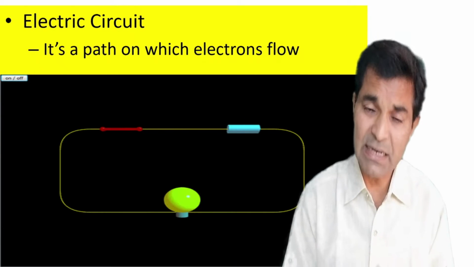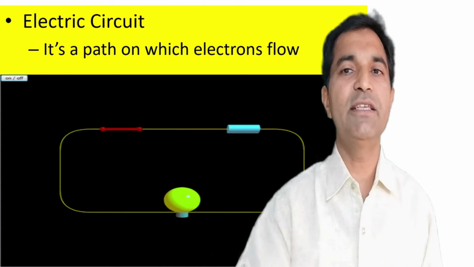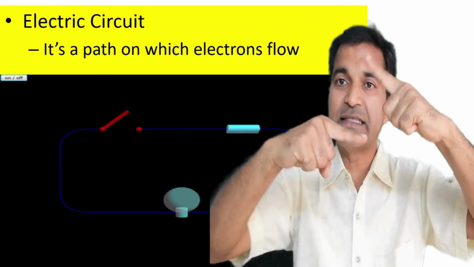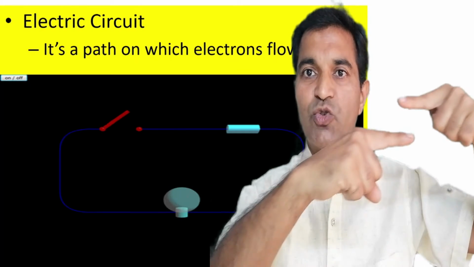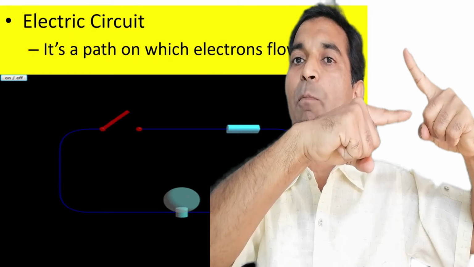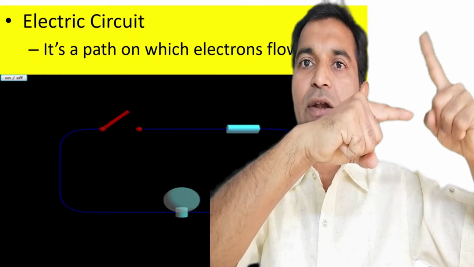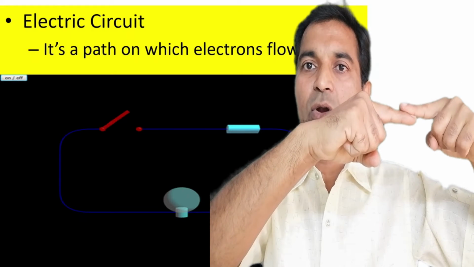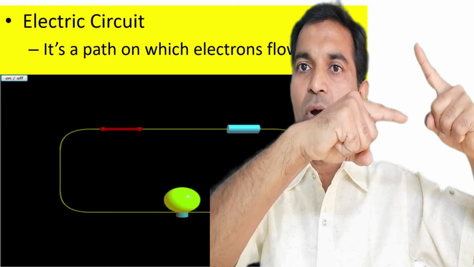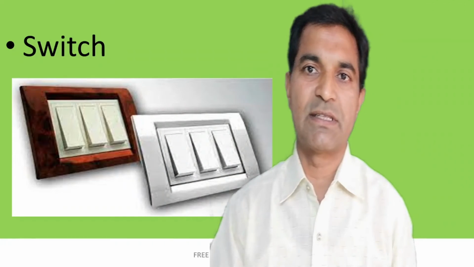Anyway, so what is an electrical circuit? It's a path on which electrons flow, that is known as an electrical circuit. And one more thing, switching on means turning on. Switching off means open, close. Turn on, turn off means open, close. Okay, so you should remember this sequence.